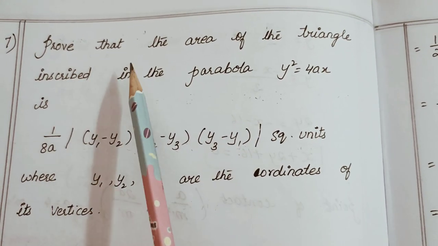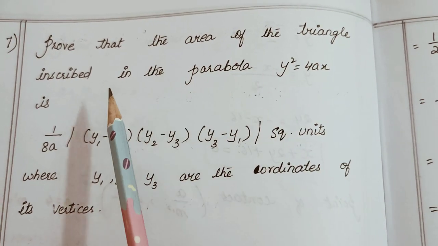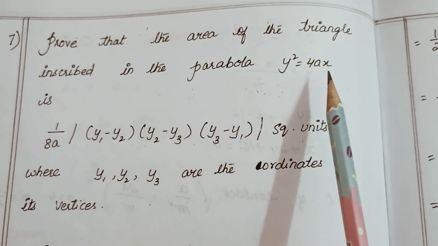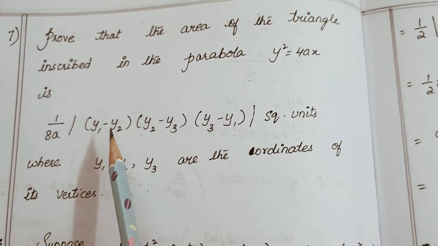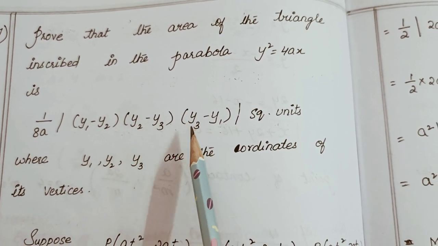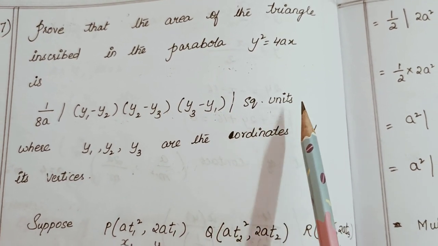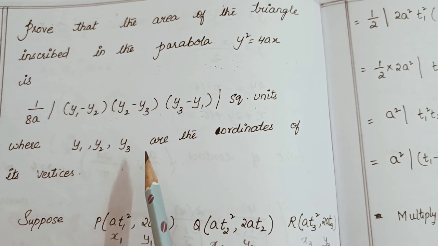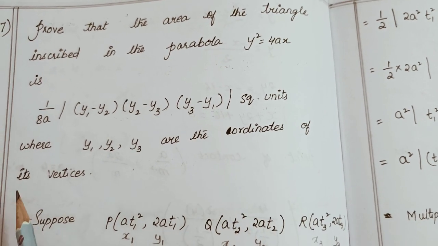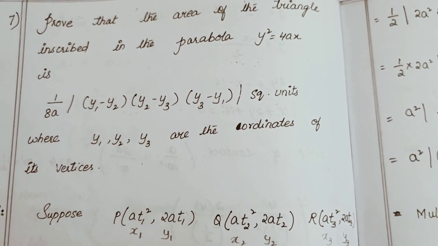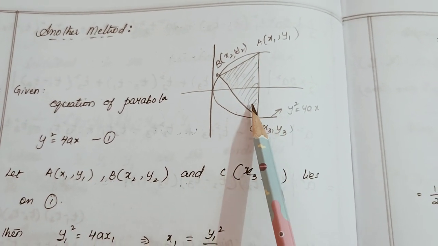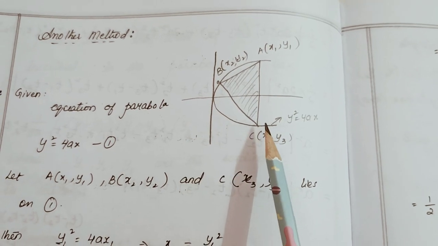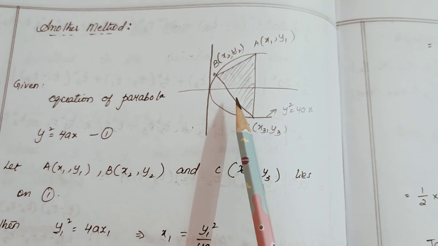Next question. Prove that the area of a triangle inscribed in a parabola y² = 4ax is 1/(8a) |(y1 − y2)(y2 − y3)(y3 − y1)| square units, where y1, y2, y3 are the ordinates of the vertices. See, this is the parabola and the triangle is inscribed in the parabola.